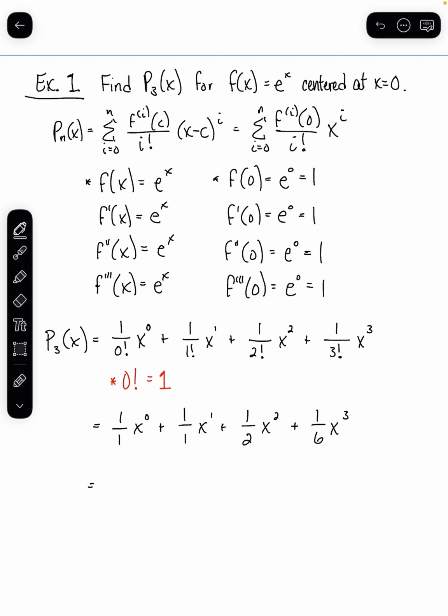To simplify this down, 1 over 1 is equal to 1. And x to the 0 is equal to 1, so that entire first term is just equal to 1. 1 over 1 in the next term is also equal to 1, so we can simply write x. And then 1/2 x squared and 1/6 x cubed. And this is the third degree Taylor polynomial for e to the x centered at 0.